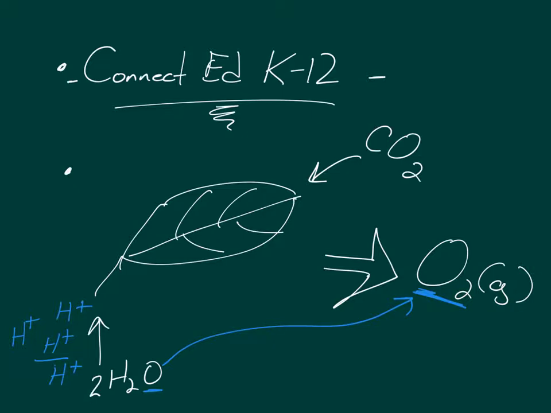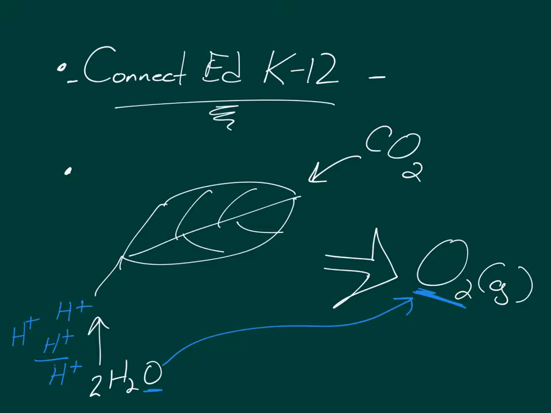Do you agree? Yes. So when we break two of these up, we're going to end up with four hydrogens, and then we get the two oxygens. The two oxygens leave. Four hydrogen ions. Do you agree with that? Yes. Okay, so that's it. That's simple enough, I think.